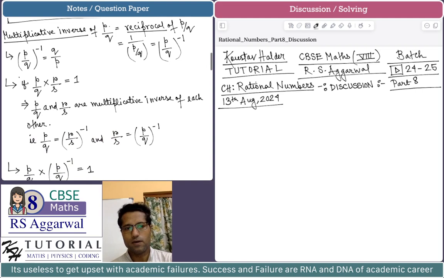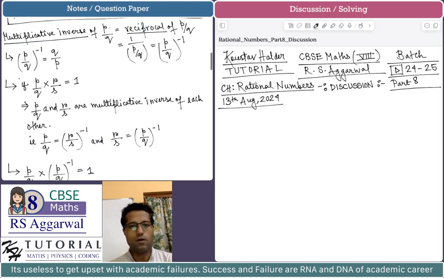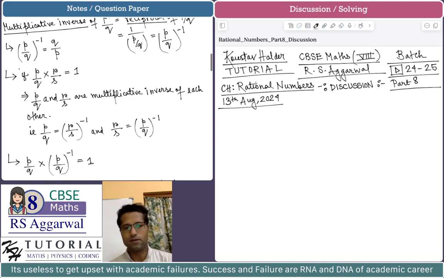If you have two rational numbers, let's say p by q and r by s, and their product is 1, then you will know that p by q and r by s are multiplicative inverses of each other.